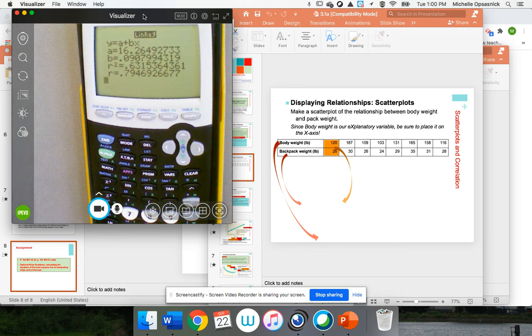16.26 plus 0.091x. I also have that correlation there that we had learned about previously.